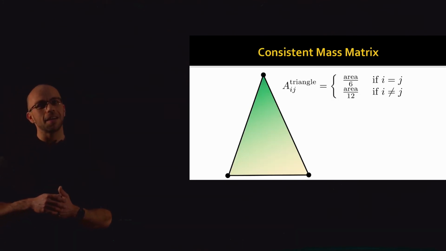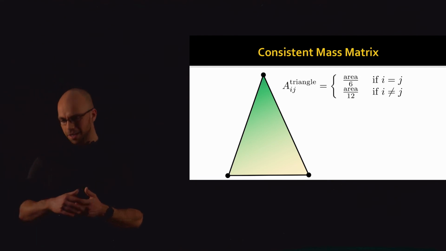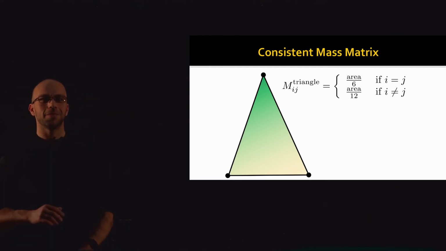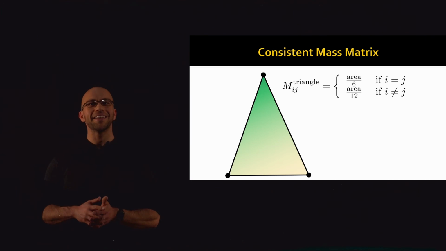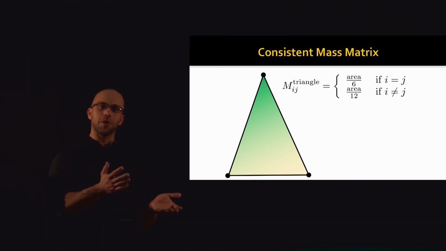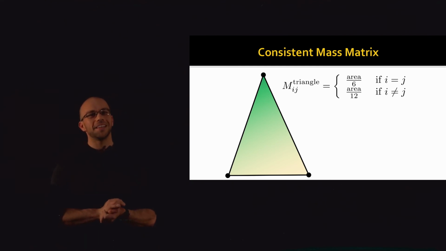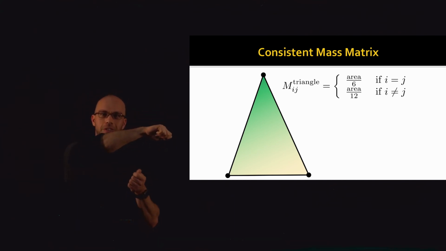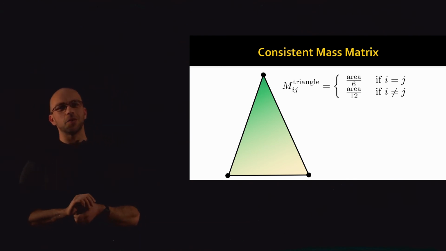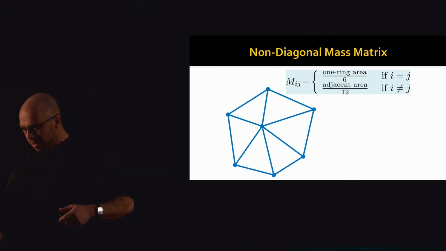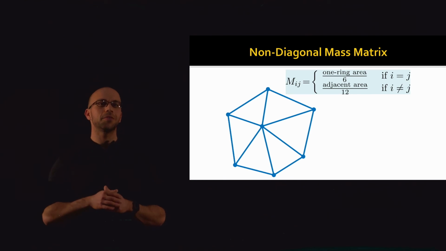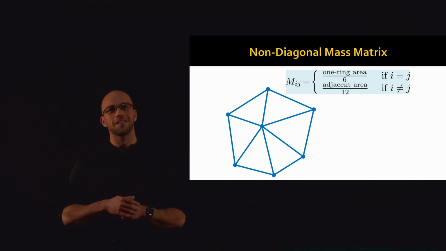What you end up getting is, oops, that should be mij instead of aij. And we'll pause for a second. Fixed through the magic of video editing here. Essentially, after we crank through that calculation, you get a pretty simple formula at the end: the diagonal elements are equal to the area of the triangle divided by 6. The integral of two hat functions that share an edge against each other is the area of the triangle divided by 12. So if we again sum over the one ring of each vertex, we get a formula like what's on the slide for our mass matrix.